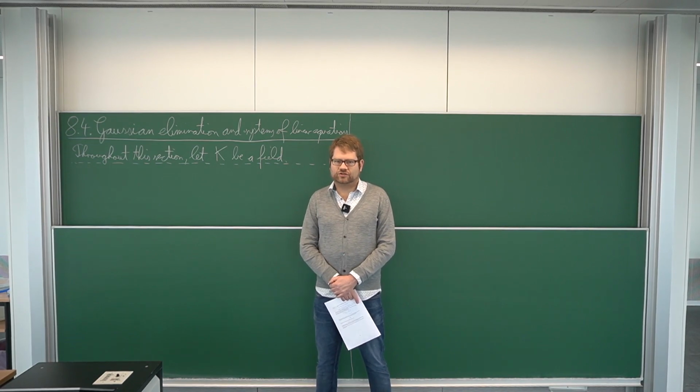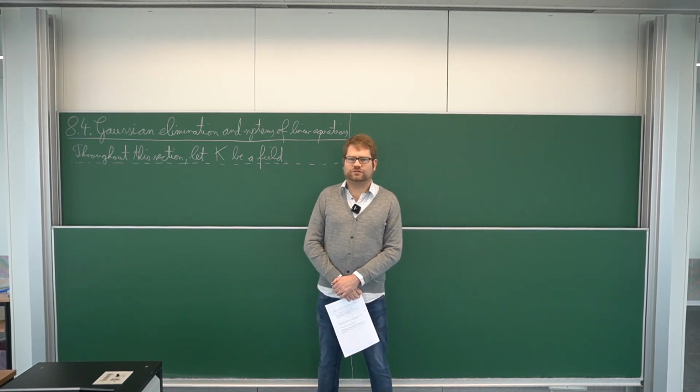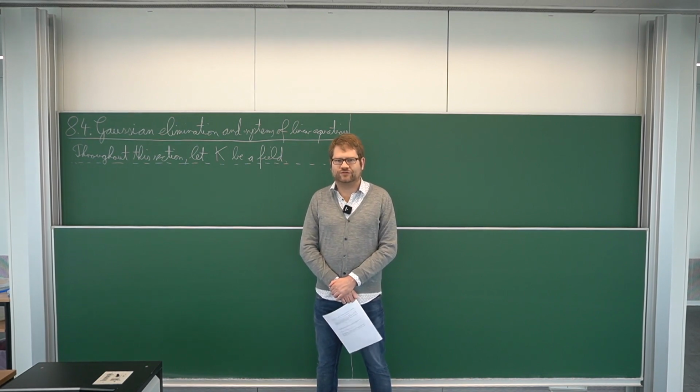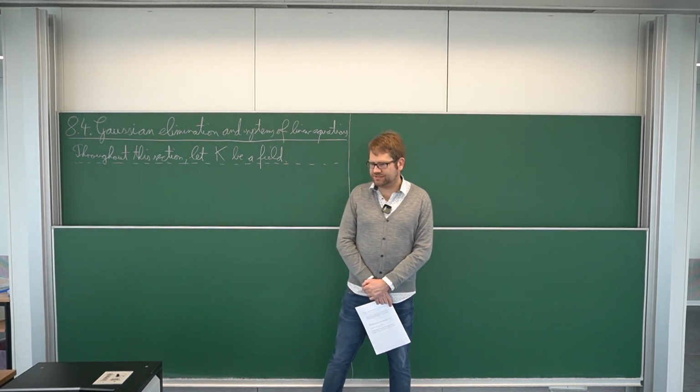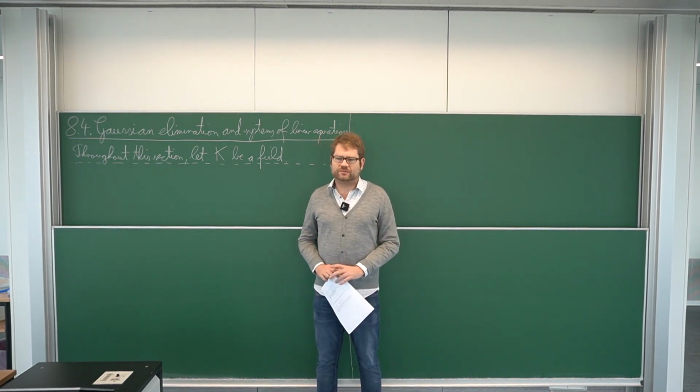In this final section of the chapter on matrices, we are actually doing something useful for computations for the first time. This section is called Gaussian Elimination in Systems of Linear Equations, and it will be a bit different from the previous chapters, although we will need some stuff from the previous chapters in this case.